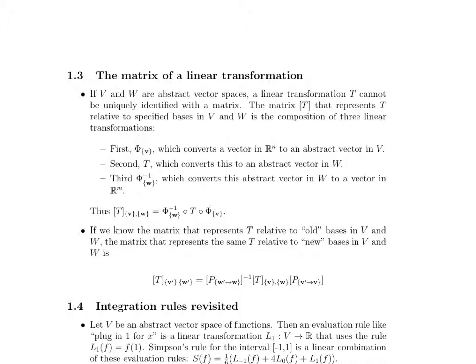But what if you're trying to find a linear transformation's effect? Well, if you have two abstract vector spaces, then a linear transformation T can't be uniquely identified with a matrix because you have two different ways of describing every single element in these vector spaces. But if you're on a quest to write down T as a matrix, we want a matrix T that represents this linear transformation relative to bases in V and W, and it's going to be a composition of three separate transformations.